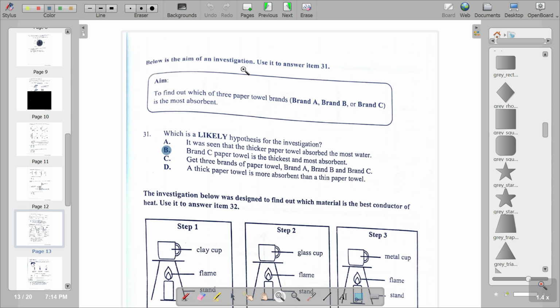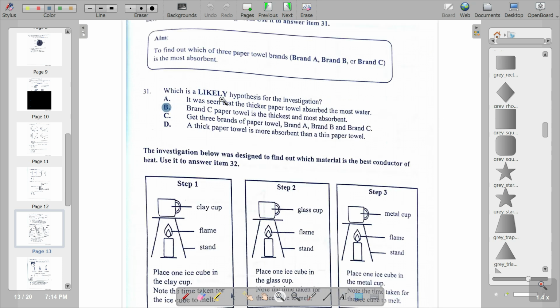Below is the aim of an investigation. Use it to answer item 31. Aim: to find out which of 3 paper towel brands, brand A, brand B, or brand C, is the most absorbent. So, which is a likely hypothesis for the investigation? So A, it was seen that the thicker paper towel absorbed the most water.